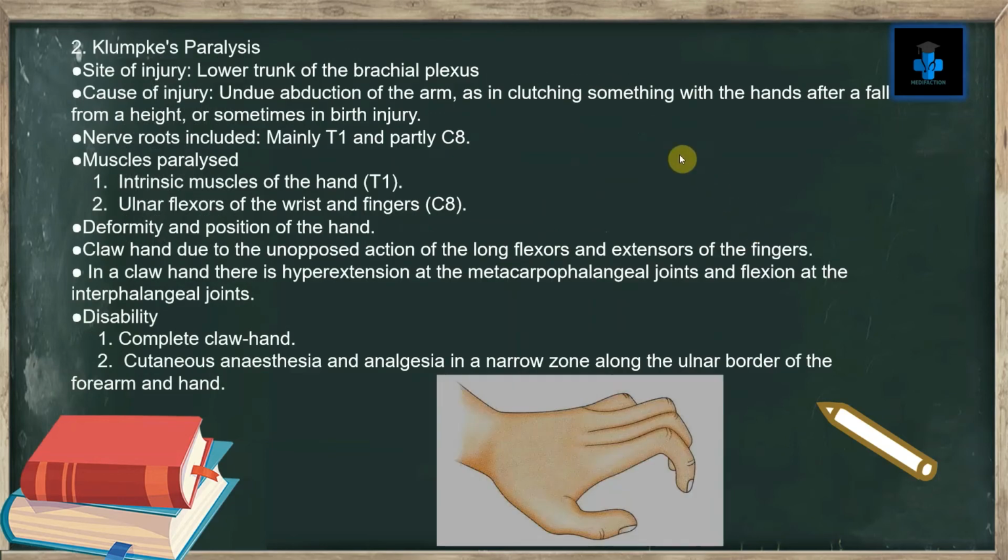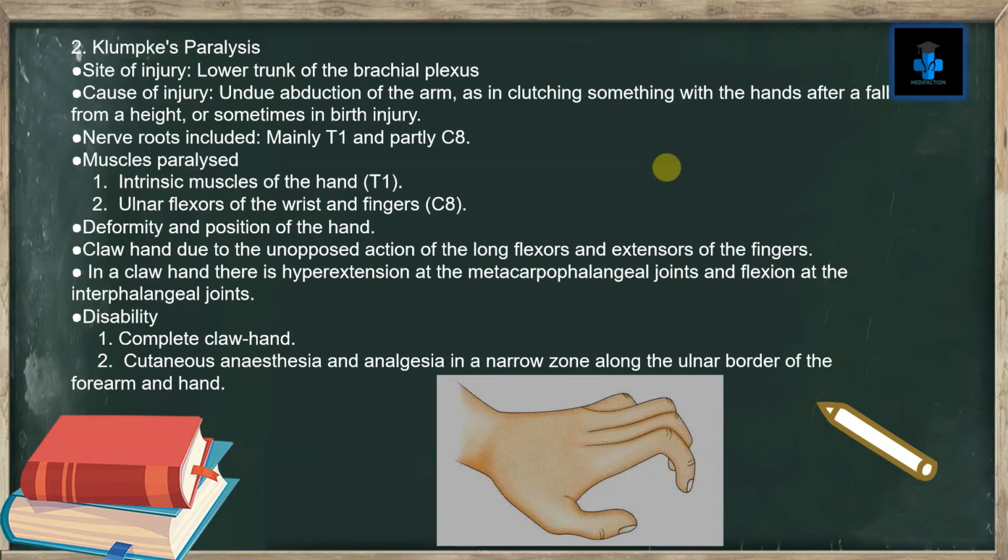Klumpke's paralysis. Site of injury: lower trunk of the brachial plexus. Cause of injury is undue abduction of the arm, as in clutching something with the hands after a fall from a height or sometimes in birth injury. Nerve roots involved here are mainly T1 and partly C8. Muscles paralyzed here are intrinsic muscles of hand given by T1 and ulnar flexors of the wrist and fingers given by C8.